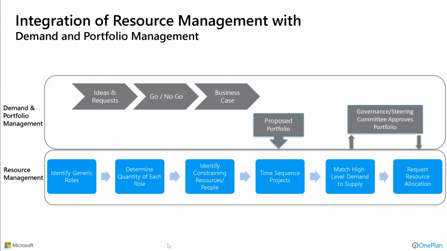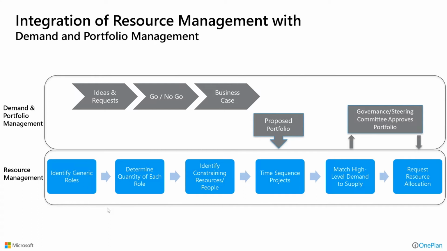So the other importance is this: resource management on its own doesn't exist without demand management and portfolio management. And demand management we define as ideation and understanding everything that the organization might want to deliver, doing analysis on it, and being able to develop a business case in order to then get into the portfolio selection and prioritization. Now you can see that there's a direct connection between resource management and demand and portfolio management.